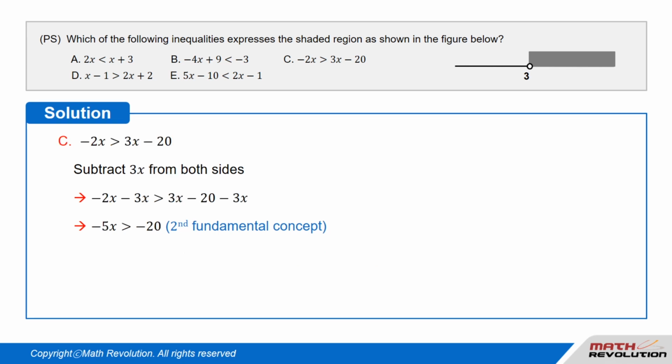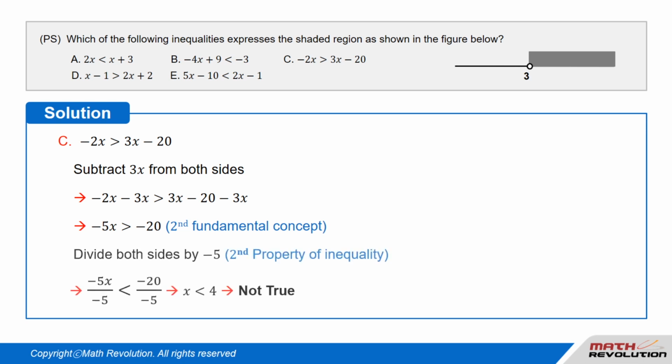C. Negative 2 times x is greater than 3 times x minus 20. If we subtract 3 times x from both sides of negative 2 times x is greater than 3 times x minus 20, we have negative 2 times x minus 3 times x is greater than 3 times x minus 20 minus 3 times x, or negative 5 times x is greater than negative 20, by the second fundamental concept in inequality.